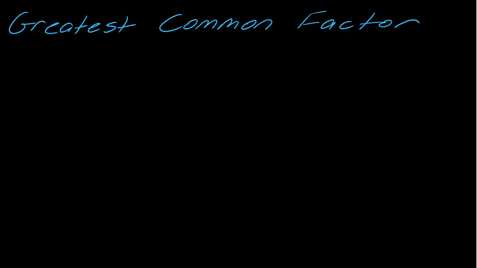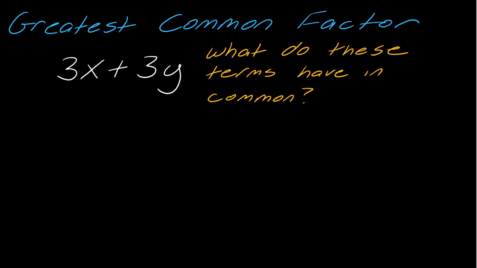So the first type of factoring that always comes up is the greatest common factor, and I think the easiest way to explain this is with this example. So I've got 3x plus 3y. So the question here is, what do these two terms have in common? I think that's pretty clear, right? So they both have a 3. And that 3 is what we would call the greatest common factor, or the GCF.